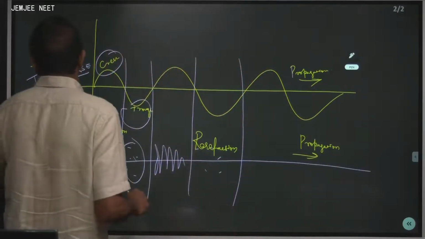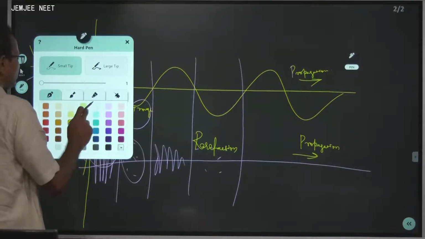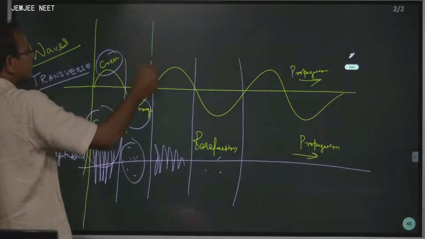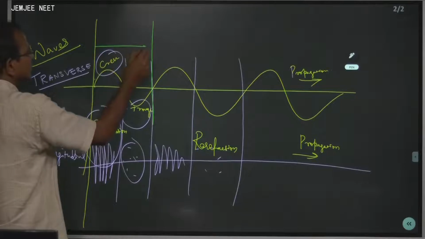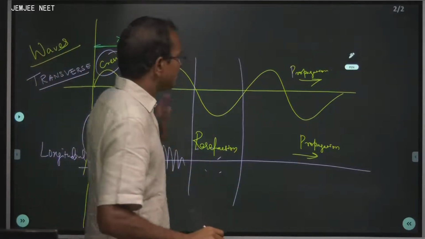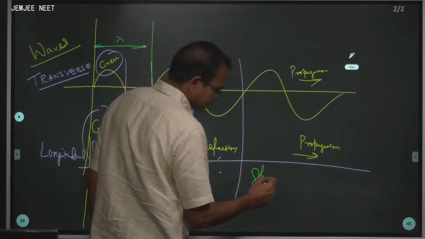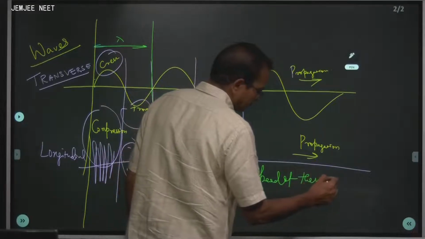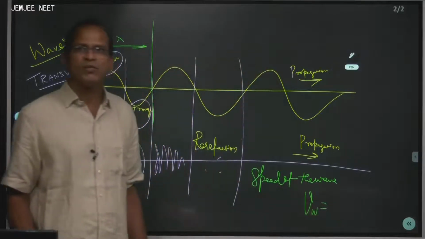Yes, now wavelength. What is the wavelength? Wavelength is the distance comprising one compression and one rarefaction, or one crest and one trough. It's called wavelength. Now, what is the speed of the wave? Velocity of wave. Wave velocity. Speed of the wave.